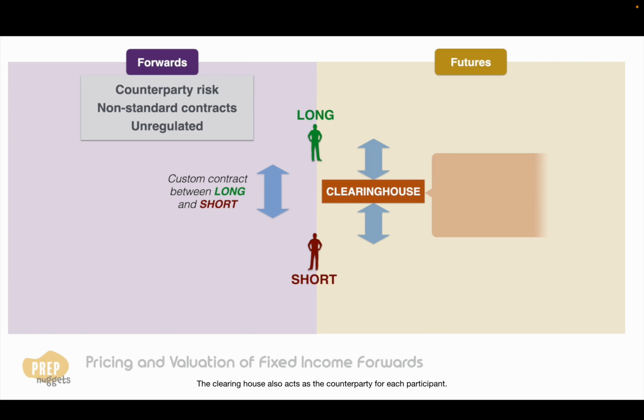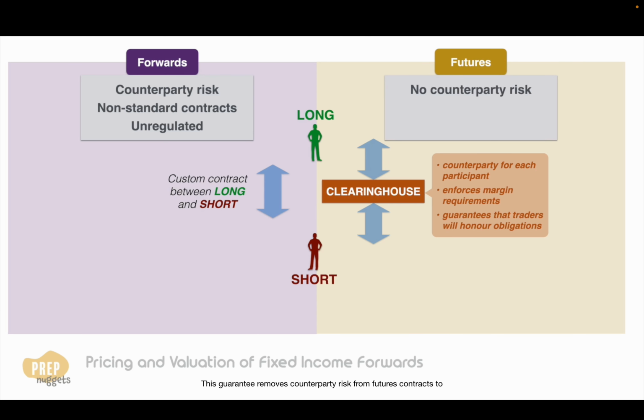The clearinghouse also acts as the counterparty for each participant. The clearinghouse enforces rules like margins, which we shall discuss later, on the participants. This allows the clearinghouse to guarantee that traders in the exchange will honor their obligations. This guarantee removes counterparty risk from futures contracts. To facilitate trading, futures are standard contracts where traders either take the long or short position with standard sizes. Futures markets are usually regulated by the government.